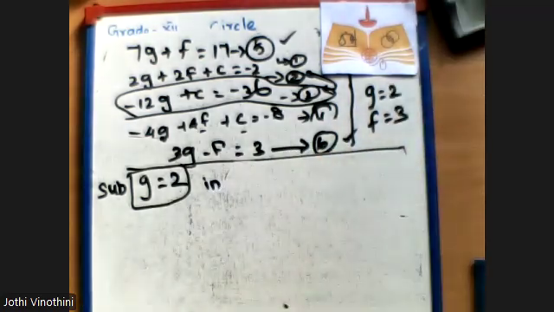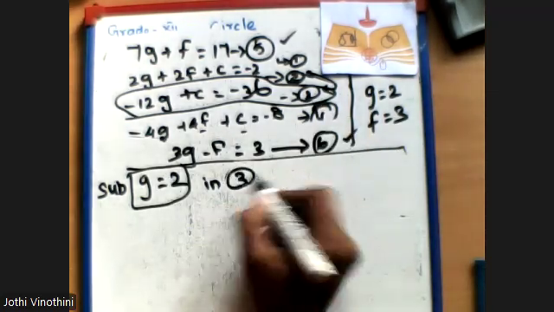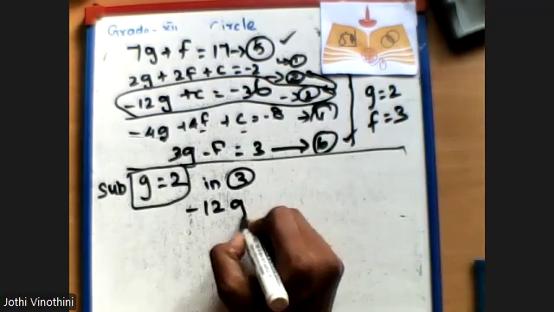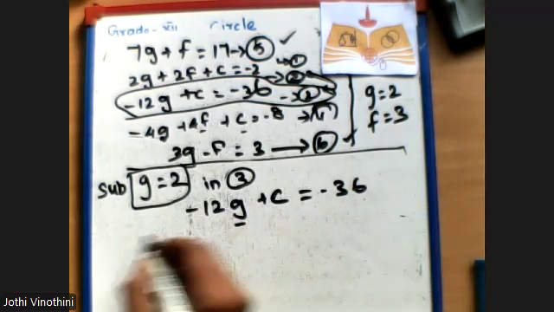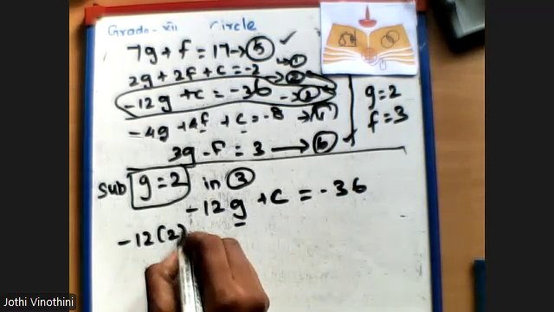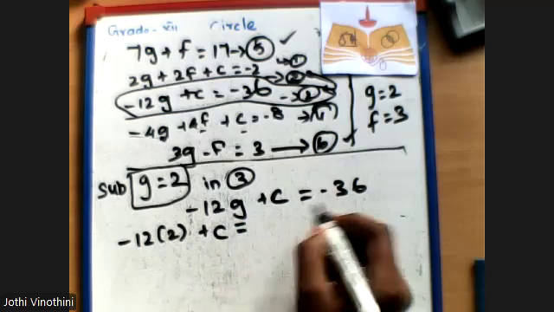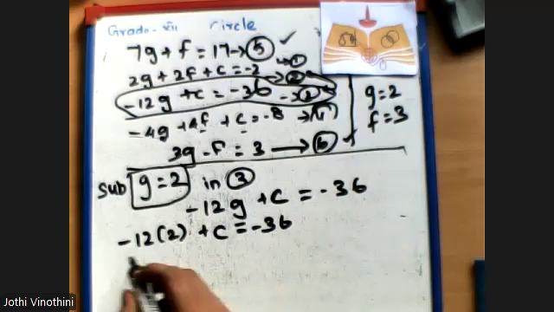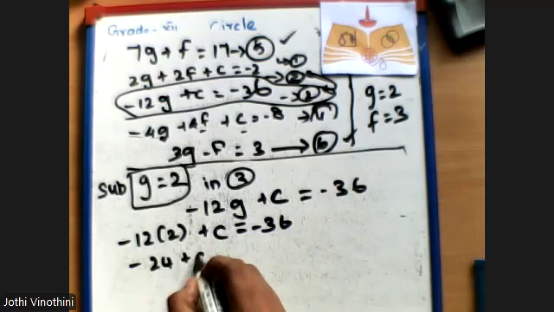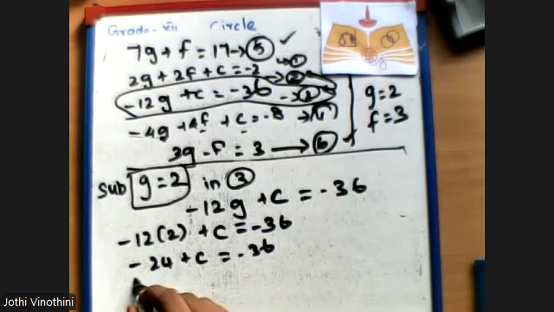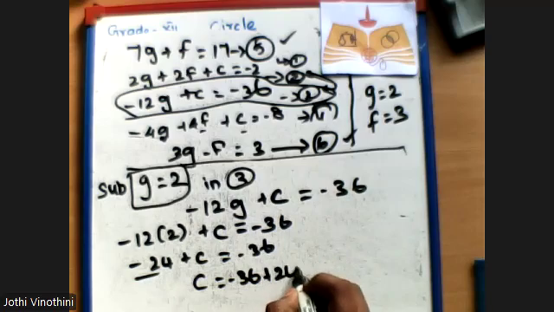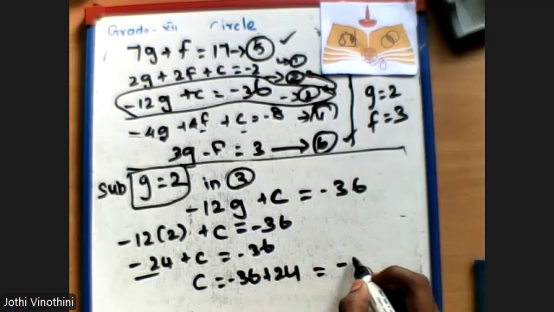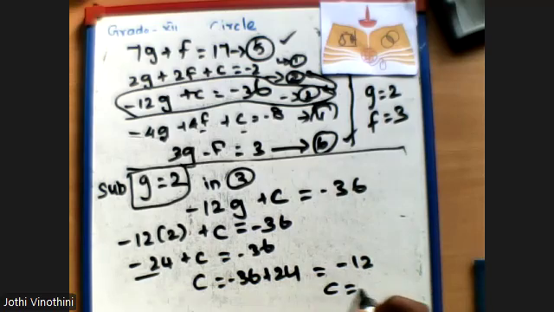Okay, I'm going to substitute g equals 2 in equation 3. What is equation 3? Minus 12g plus c equals minus 36. What is g? 2. So minus 12 multiplied by 2 plus c equals minus 36, right? So it will be minus 24 plus c equals minus 36. I'm going to remove this minus 24 here. So it will be minus 36 plus 24, which equals minus 12. So the value of c equals minus 12. Clear? Clear.